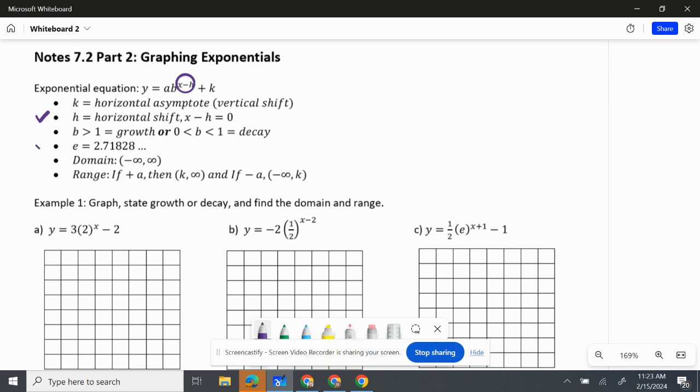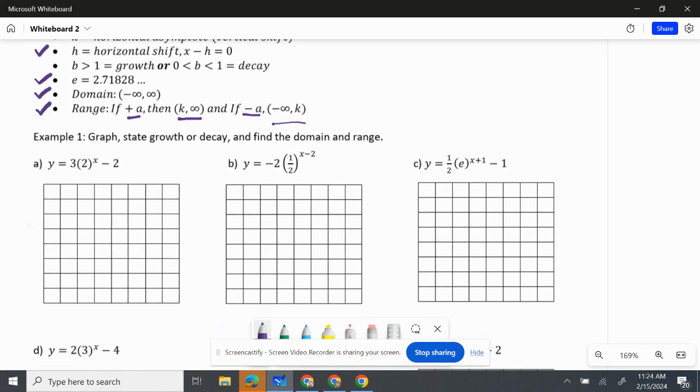The other thing is we're adding the number e, 2.71828. We'll talk more about this with the financial math section. We're also adding domain and range. Domain is really easy. It's always the same, negative infinity to infinity. The range is a little bit different based on our positive or negative a value. If our a value is positive, the range goes up. If our a value is negative, the range goes down.